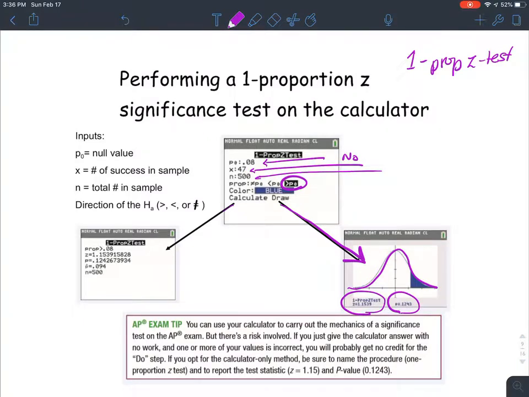If you just select calculate, which is often what I do, but it doesn't matter, I guess if we're wanting to draw the curve, you could pick the draw one. Here it's also going to give you the z-value, and it'll give you the p-value.